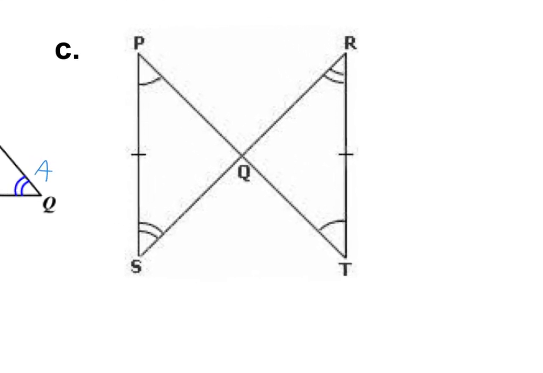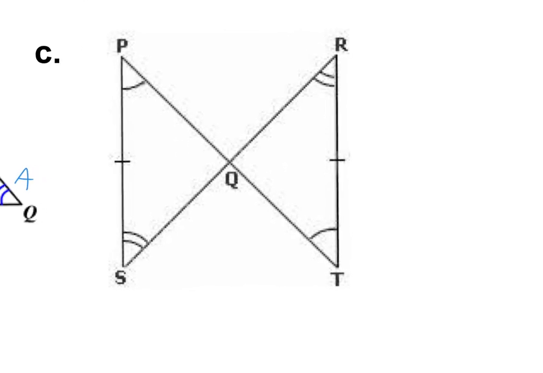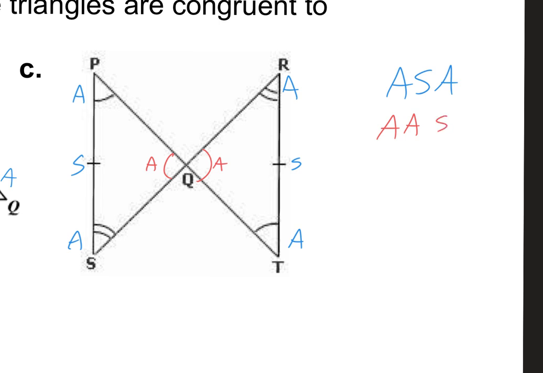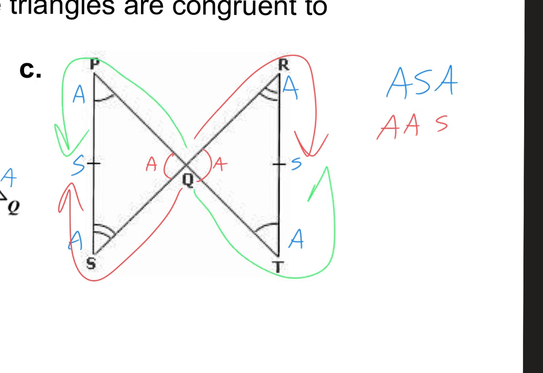All right, what do we got here? Well, we got a lot of information here, actually. So based on just what's marked, right off the bat, I could tell that I have an angle, a side, and an angle. So that would be angle, side, angle. However, we also have vertical angles here, so we have a third angle. So we could also do angle, angle, side if I went this way. Or I could do angle, angle, side this way. So there's actually 3 ways to prove that these two triangles are congruent.